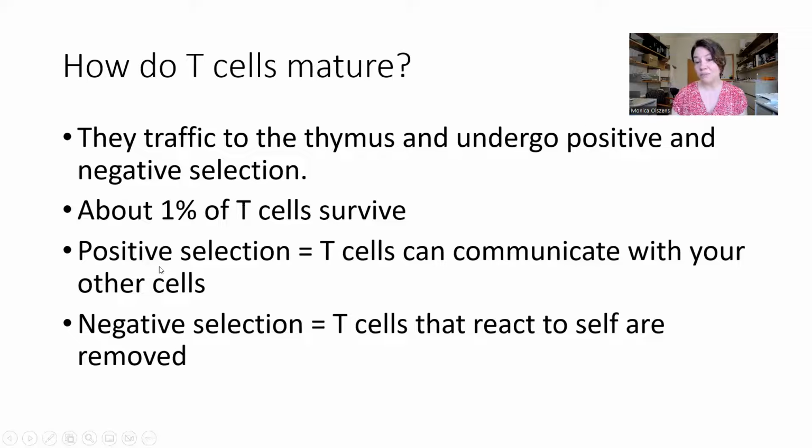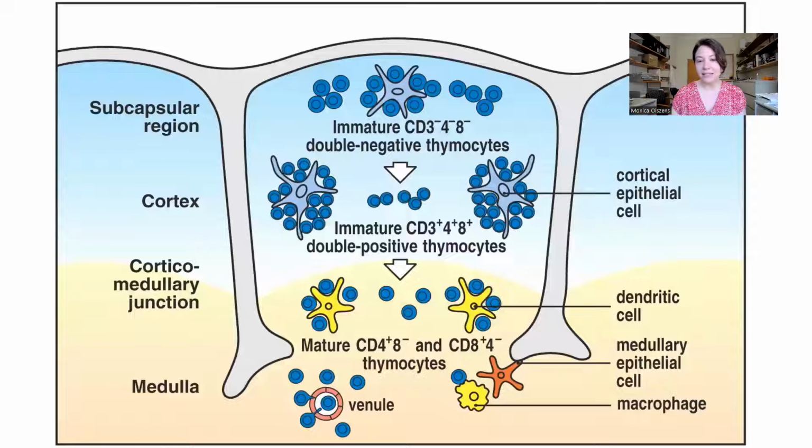Otherwise, they won't work. Negative selection is getting rid of T cells that react to self. So if the T cell works, but then it really wants to bind to your proteins and your tissue, that is setting yourself up for autoimmune disease. So they get removed or occasionally reprogrammed. So let's take a look.